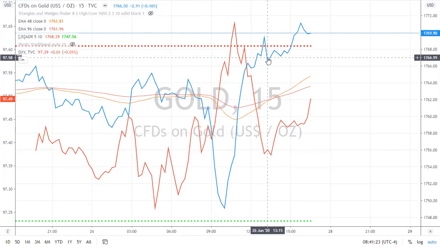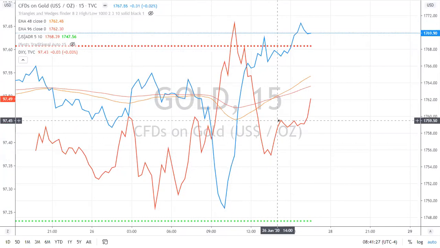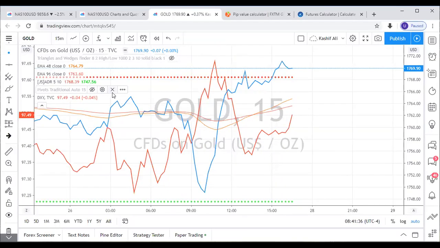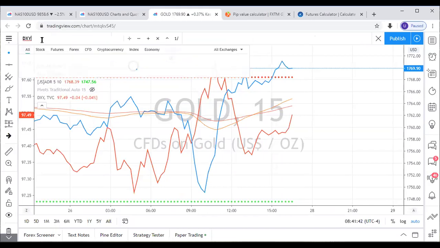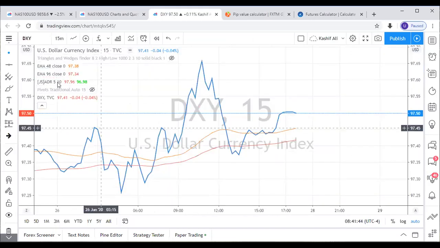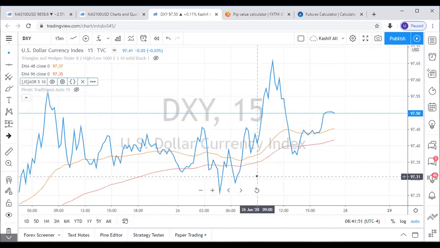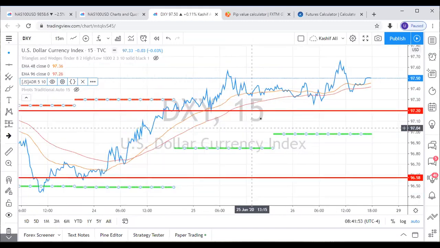So gold started falling again, and then again a bit of, because you know, even DXY has the ADR. We can check it right now. And when ADR is reached, no need to trade, because it will not be a high probability trade. And that's what I always say. Always take high probability trades. So let's check ADR. Where is the, yeah, this is ADR.